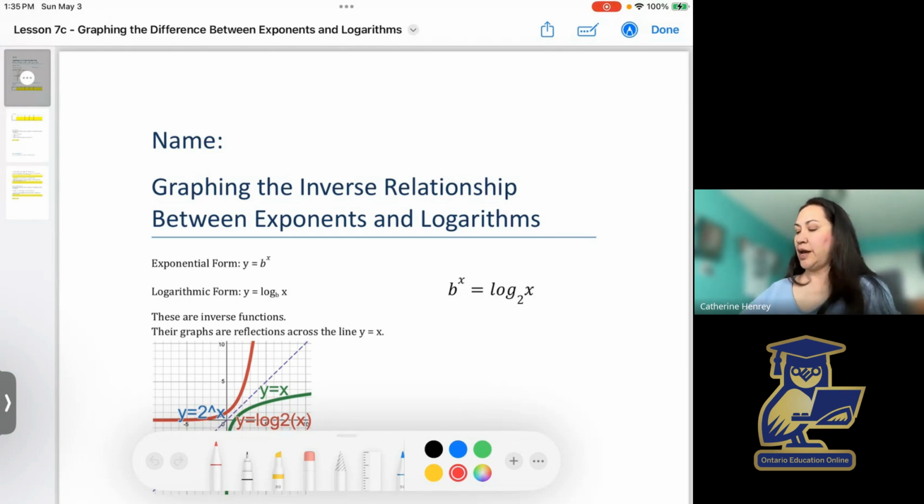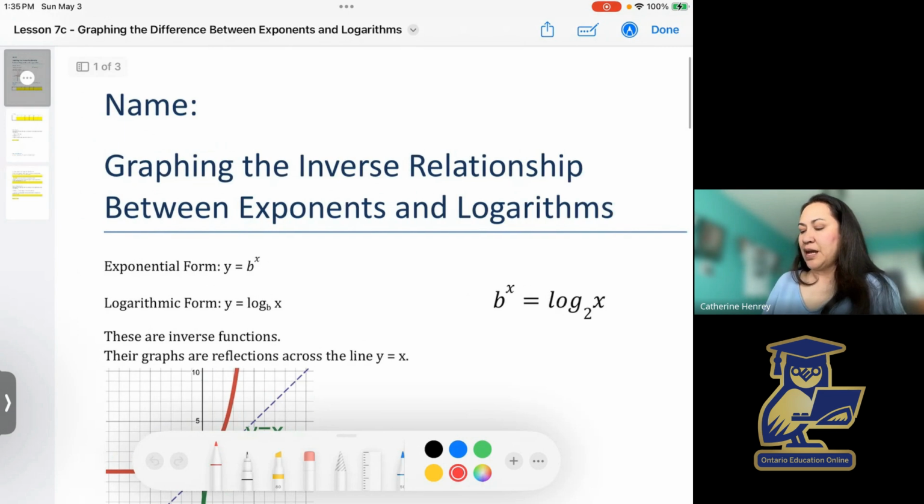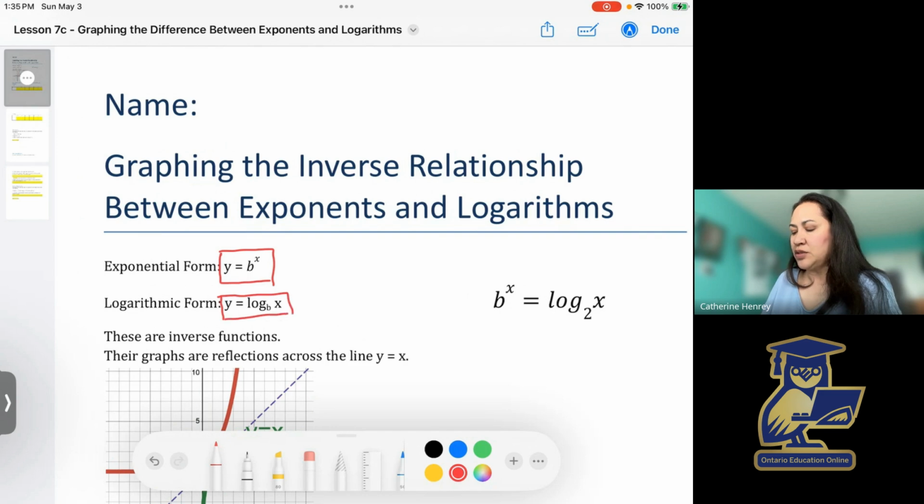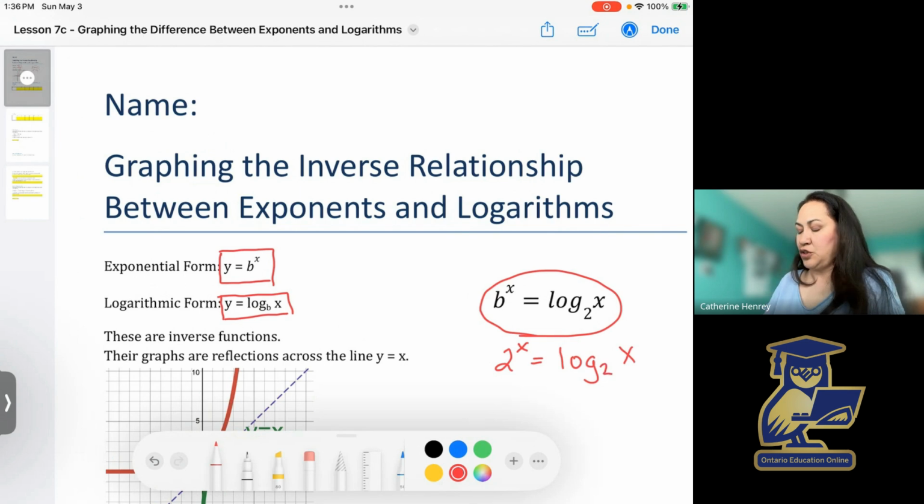So if we take a look at our document, the exponential form, y equals b to the power of x, we've taken a look at that graph. And then we have the logarithmic form, so this is how they're related. y equals the log of x to the base of b. So the relationship is this. If I replace that b, if I have 2 to the power of x, that's equivalent to the log of x to the base of 2.